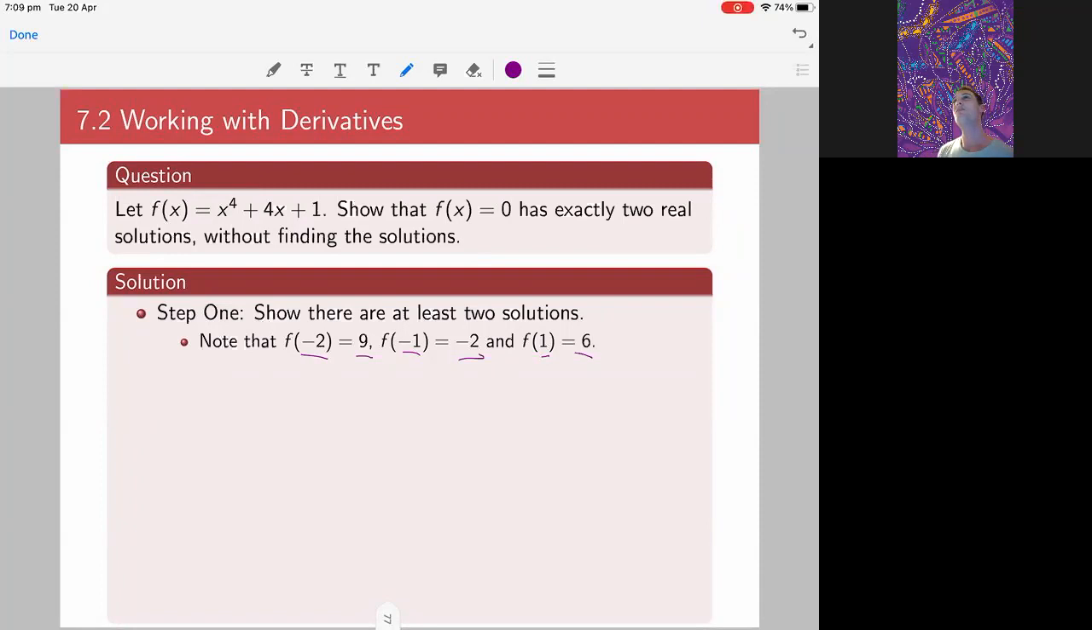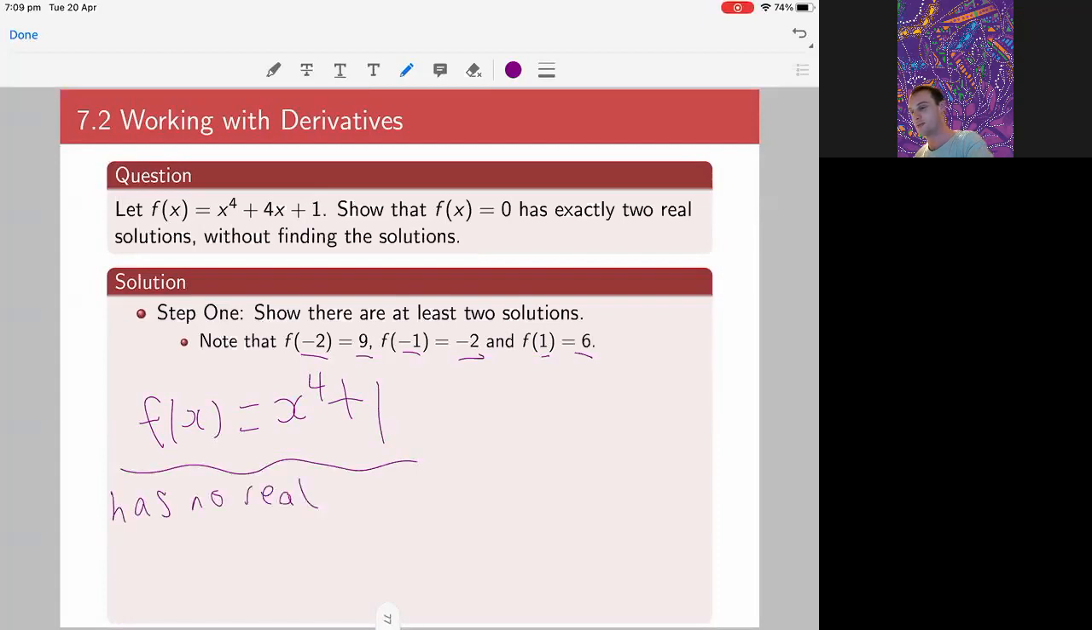That's sort of both true and not true. For example, consider this basic function, f of x equals x to the 4th plus 1. This function actually has no real roots. If you graph it, if this is x equals 0, this is positive, this is positive as well. So this function never hits the x-axis.